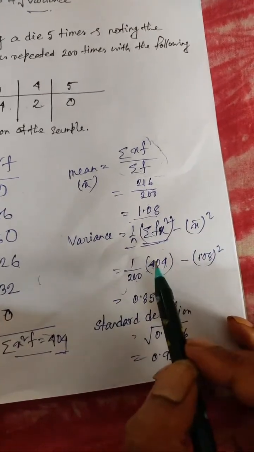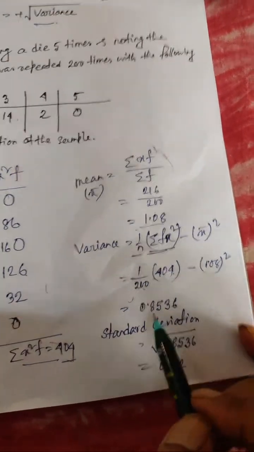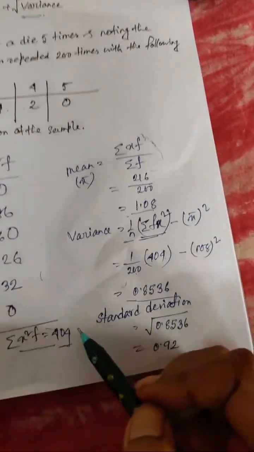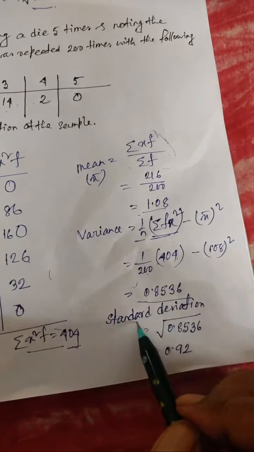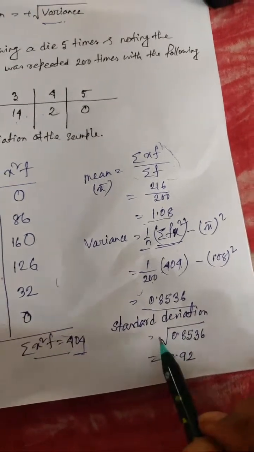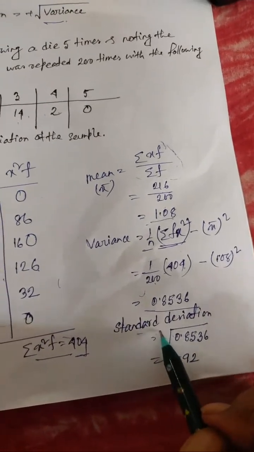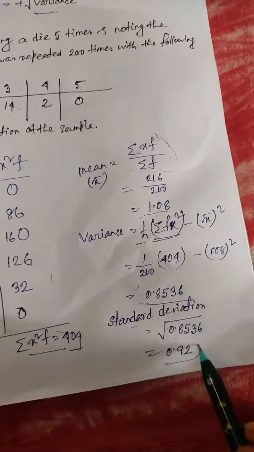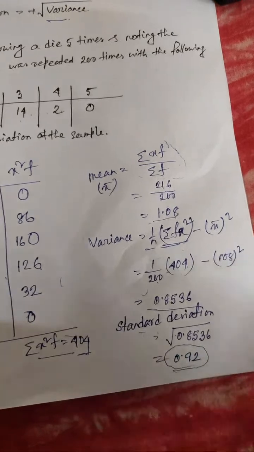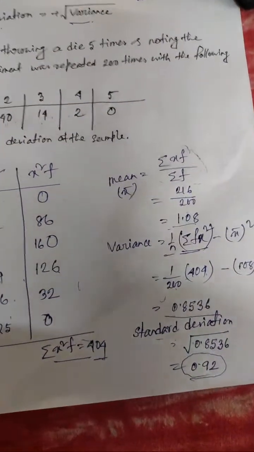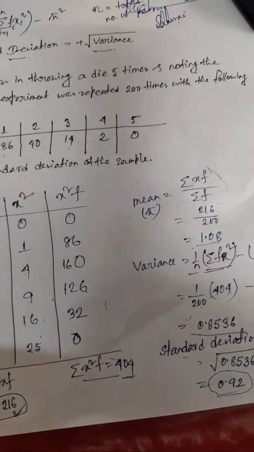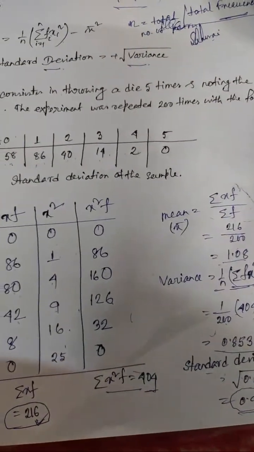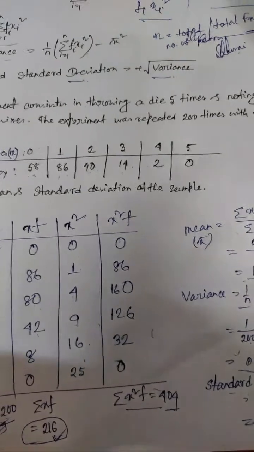If you calculate this value using your calculator, you will get the variance as 0.8536. The standard deviation is the positive square root of the variance, so after square rooting we get the value 0.92. I hope the whole process is clear, that is, how you can find the standard deviation for ungrouped data when the frequency is given.